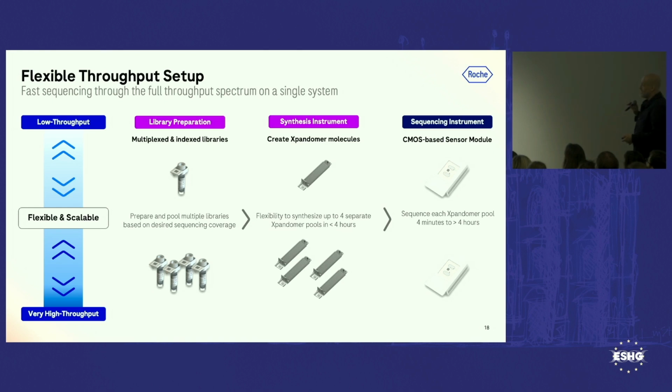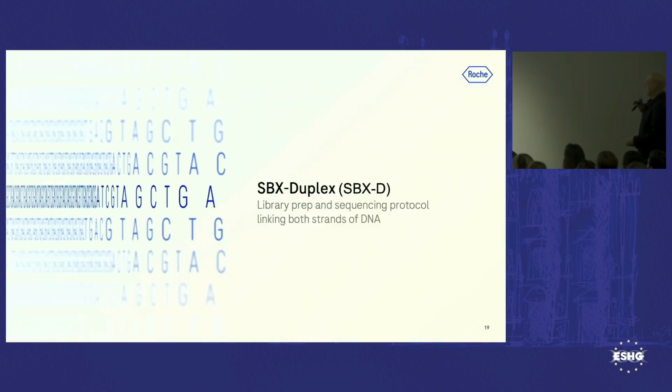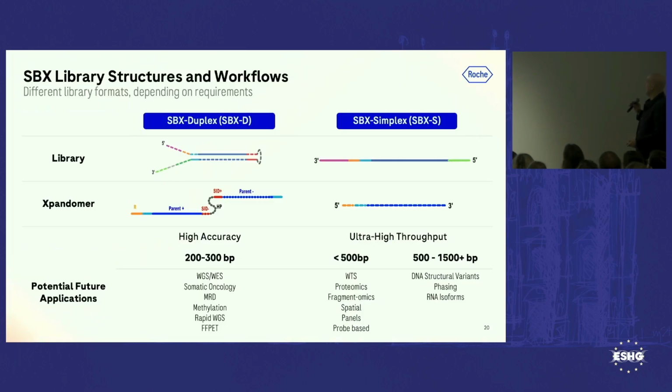And again, flexibility is key. We want you to be able to do 1 expandomer or 4 expandomer pools, whatever the multiplex level you want. In fact, the synthesizer does up to 4 samples at a time. And if you have 4 minutes to 4 hours of sequencing you need, we want to be able to allow people to sequence through the whole flexibility throughput spectrum there on the left here. So that's the goal, has been the goal of the technology from the very beginning.